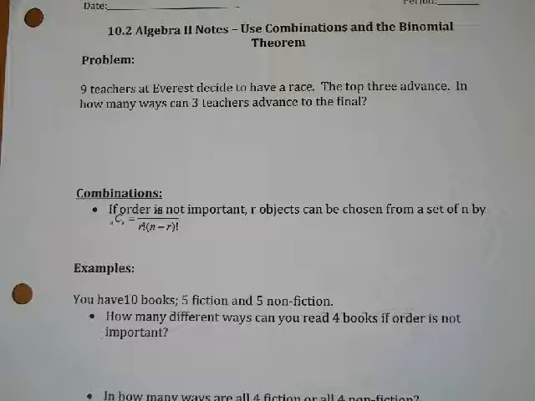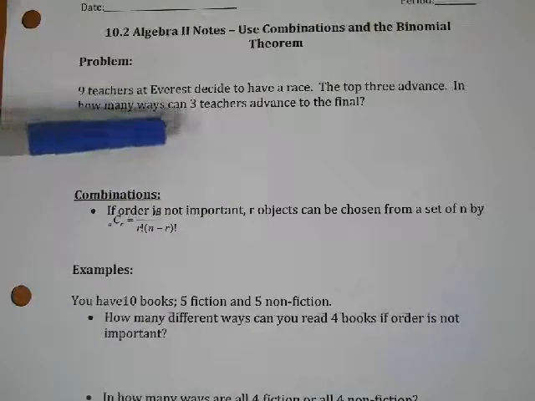First problem is very similar to a problem that we've seen before. Let's say that there's 9 teachers here at Everest, and they decide to have a race. And we want to figure out how many different ways the top 3 can advance. Okay? So it is not the final race. These top 3 are going to advance to the final race.